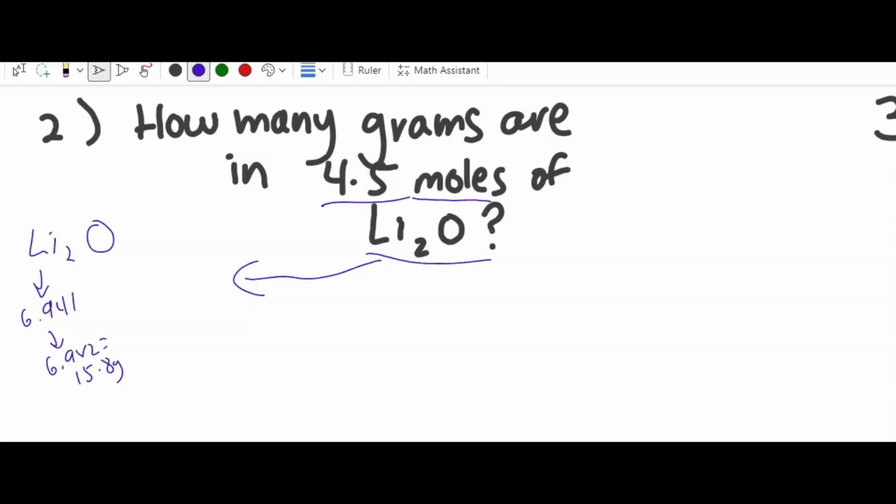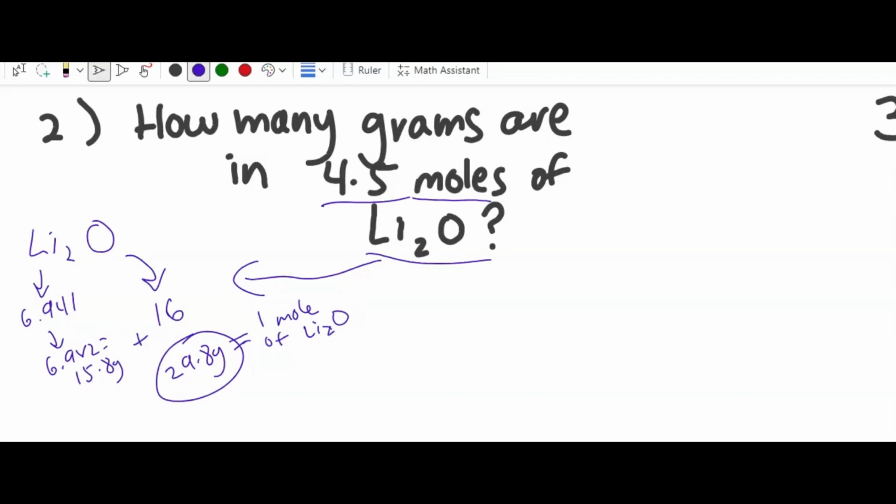And then oxygen, we know from previously, is a rounded value of 16. So we add those together and we get 29.8 grams. All right, so now we know that that is equal to 1 mole of lithium oxide. And now we just do the same thing, except it's a little different.